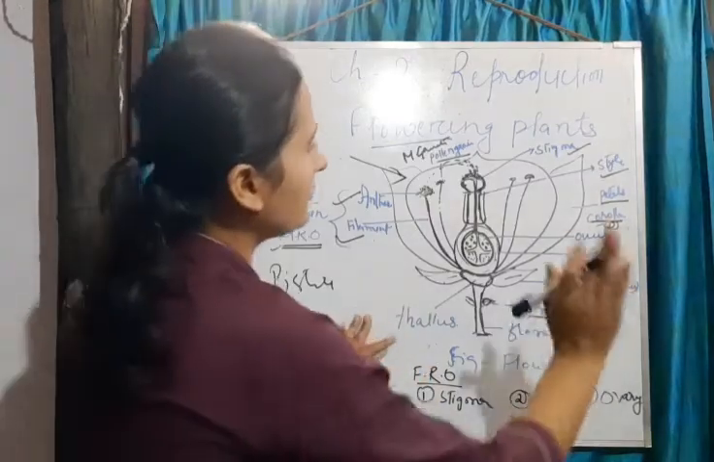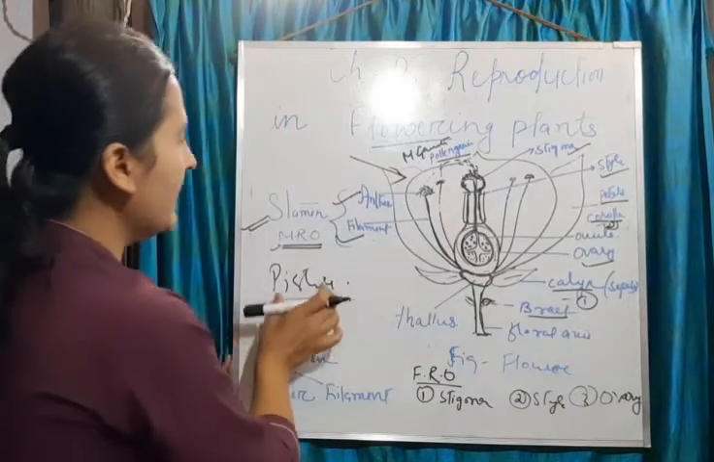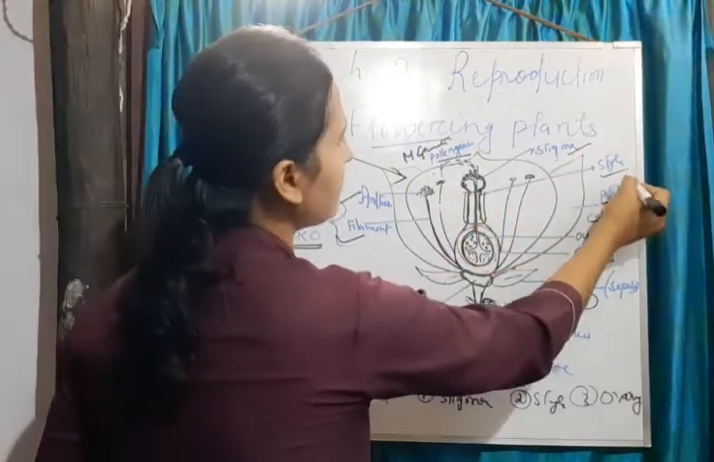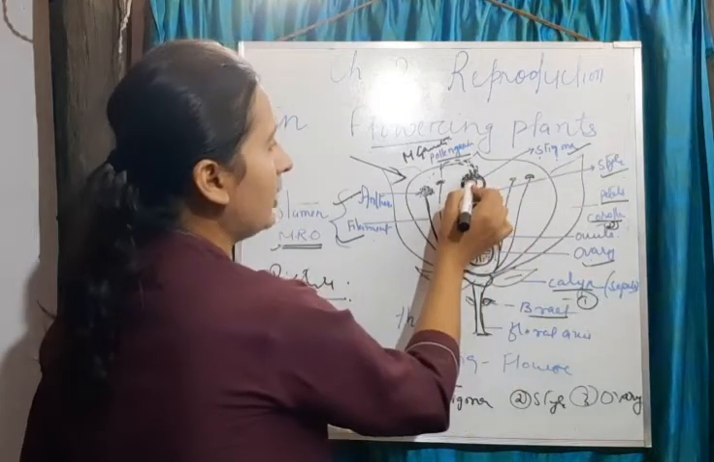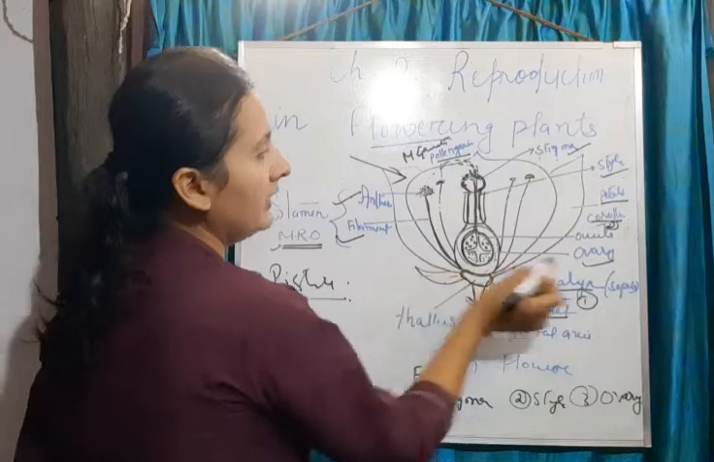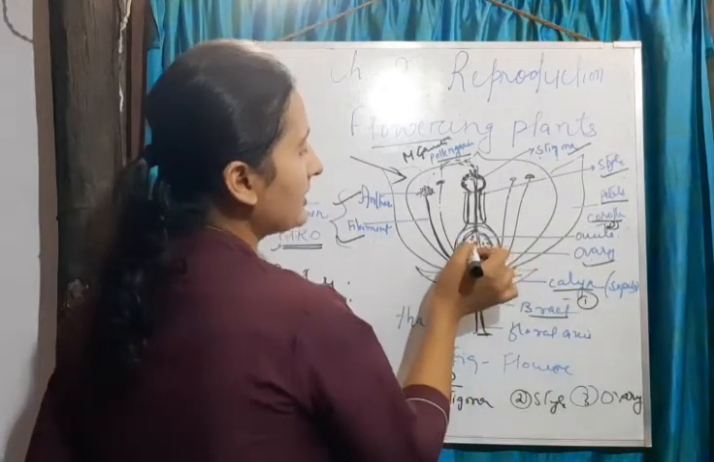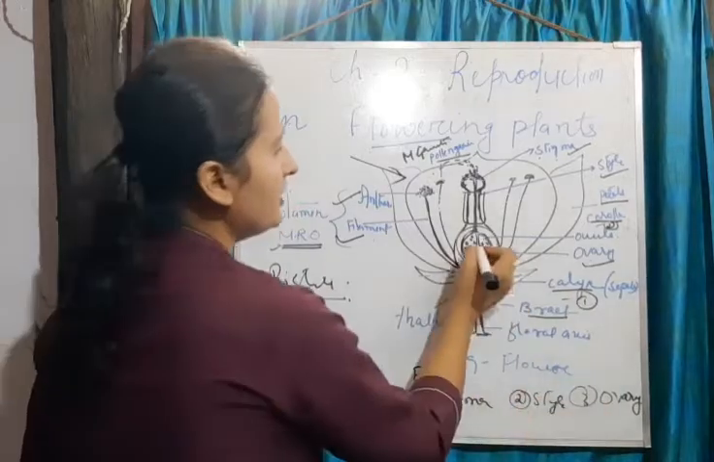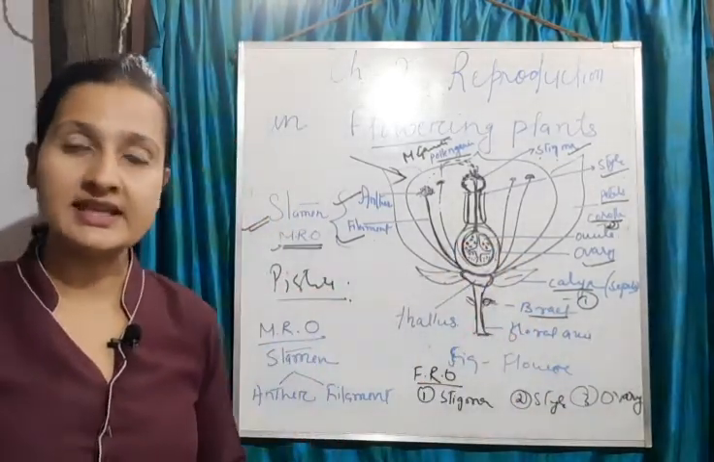All right. The last one is pistil, which is your female reproductive organ, and it consists of stigma, style, and ovary. Stigma's function is that it receives pollen grain. Then style connects the stigma and ovary. Third is ovary, it consists of ovules, which later on after fertilization hold lots of seeds.